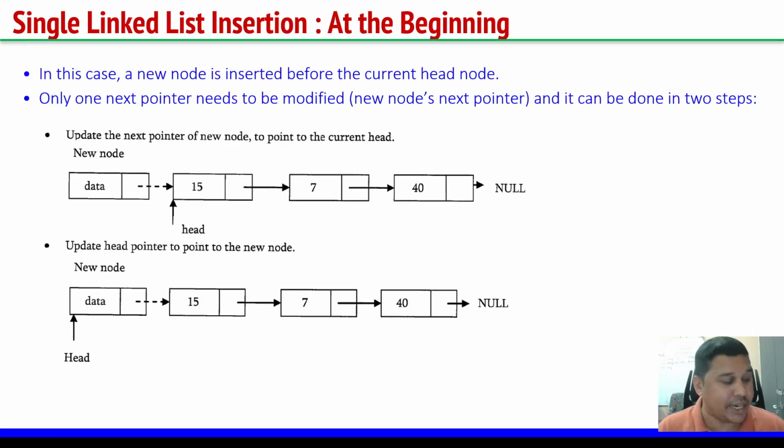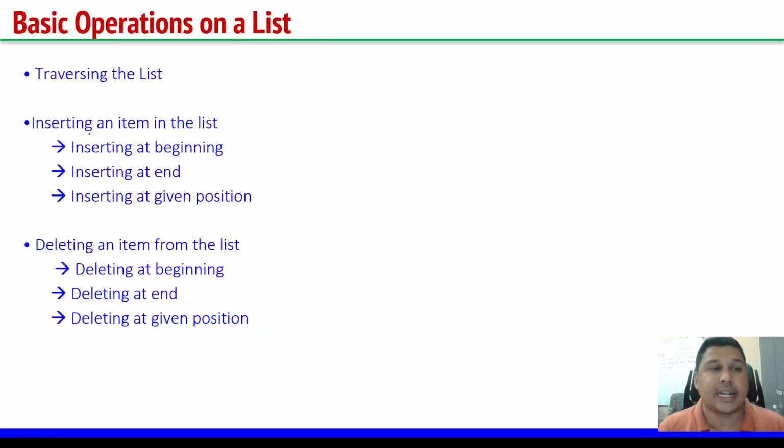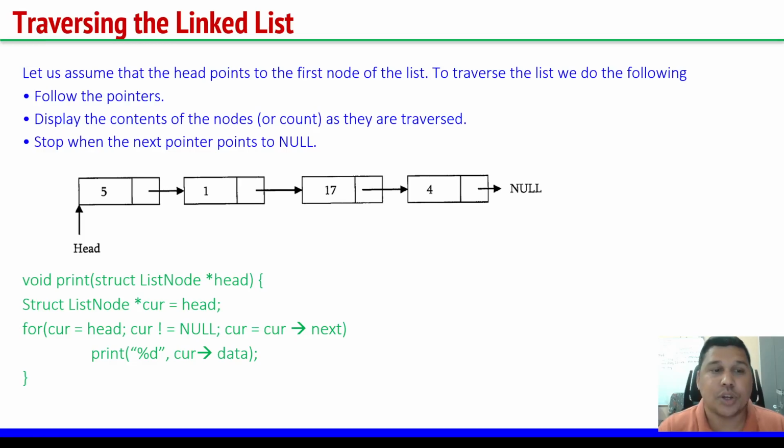Inserting a new element in a linked list. We have seen that you can insert an element at 3 different places: at the beginning, at the end, at any given position. So today we will study inserting an element at the beginning. If there is a list like this with 5, 4, 17, 5, 1, 17, 4 as the elements, I want to add one more element here with 3 as the value and point it to this. Then shift this head to here.